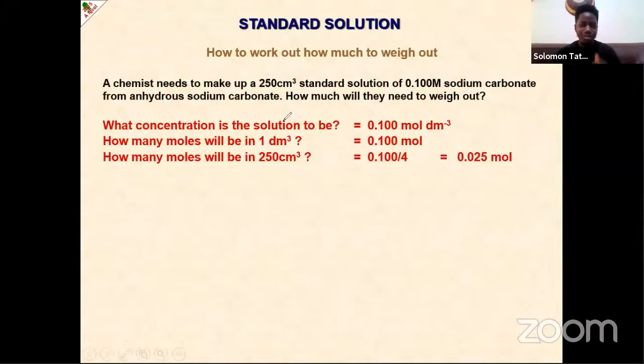Let's see what we have here. So we have a concentration that we have been given in molarity, which is moles per decimeters cubed. How many moles will be in 1 decimeters cubed? The same as saying 0.1 mole. But if it goes into centimeters cubed, or if you ask how many moles will be in 250 cubic centimeters, then this is where we introduce the 1,000. Therefore, we are dividing by 4.